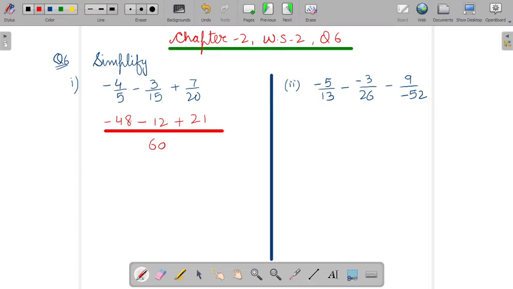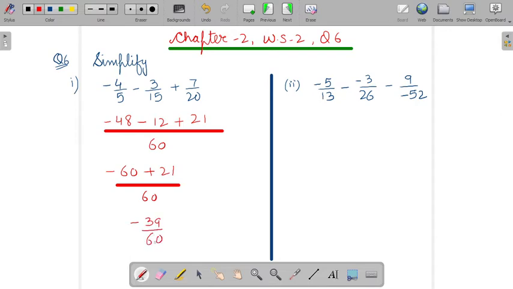Now minus 48 and minus 12 both have the same sign, so you will add them together and put the sign of negative, and plus 21 upon, what should it be? Upon 60. Now next step, minus 60 plus 21. So 60 and 21, it would be minus 39 upon 60.